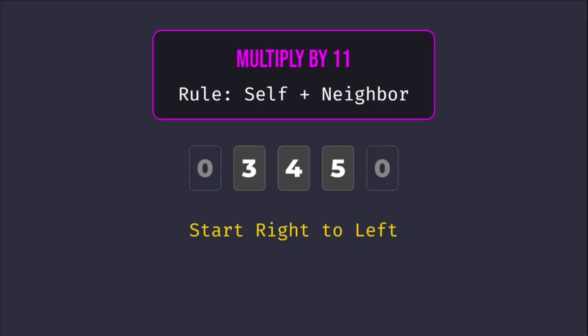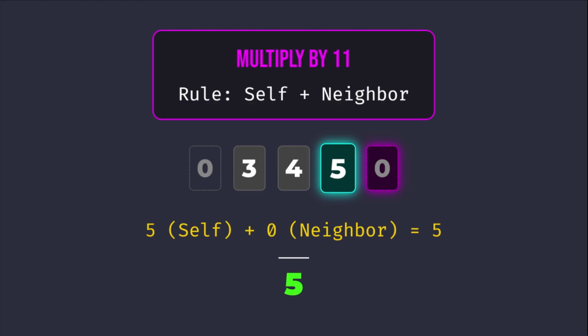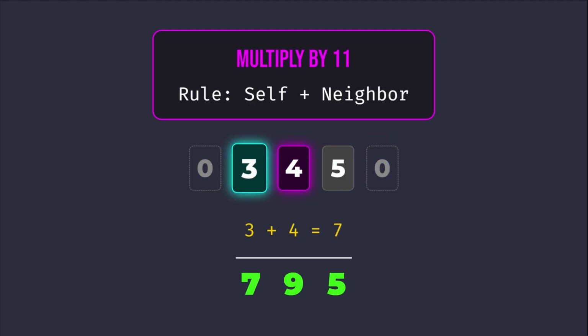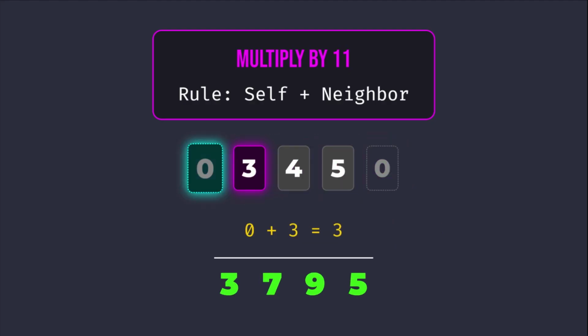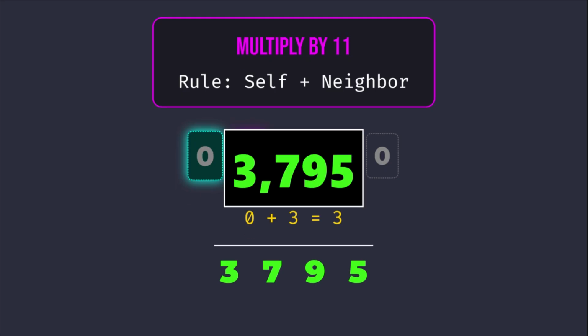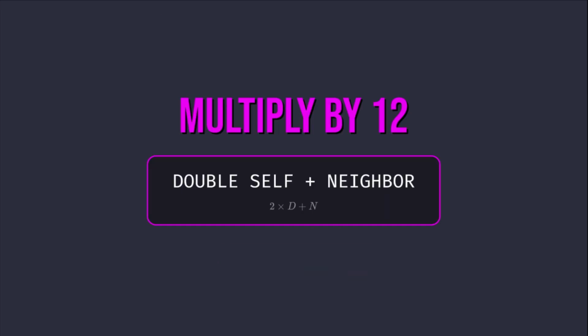Consider 345 multiplied by 11. The rightmost digit 5 plus 0 is 5. 4 plus 5 is 9. 3 plus 4 is 7. 0 plus 3 is 3. The result is 3,795. This technique bypasses the need to write two lines and perform a final addition.